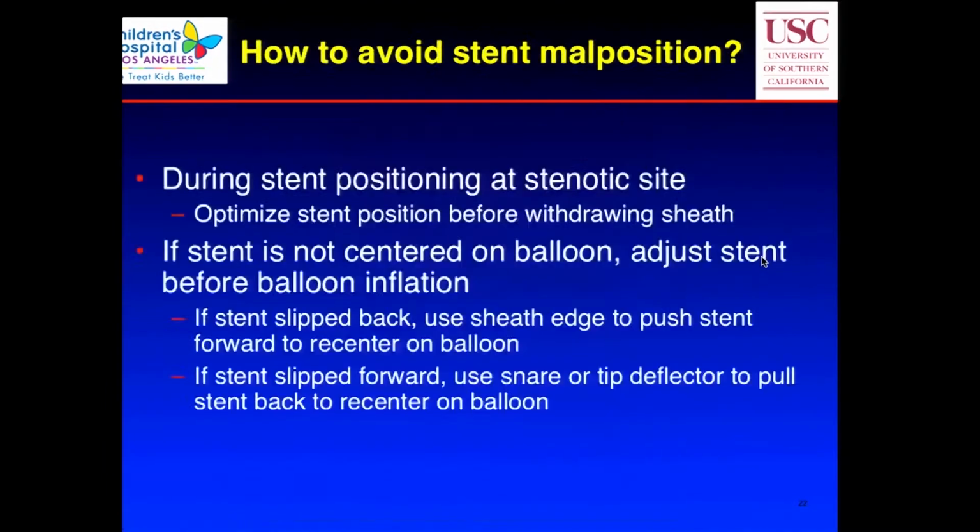So when you're stenting, when you're positioning, you want to optimize your stent position at the stenotic site before you actually withdraw the sheath. If the stent is not centered on the balloon, you might want to adjust that stent before you actually inflate, just like what happened when I showed you earlier. If you don't do that, the stent might slip off the balloon. So the stent can slip back. If the stent slips back, you can take the edge of your sheath to push forward to center the balloon. If the stent is slipping forward, you might have to use a snare catheter to pull it back.